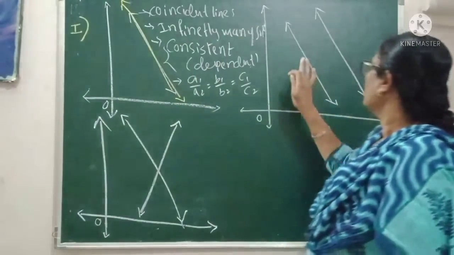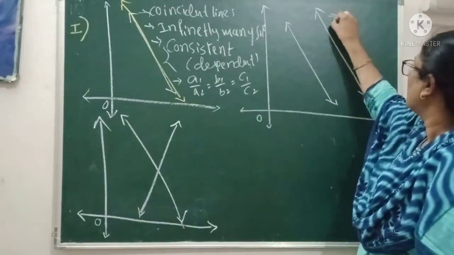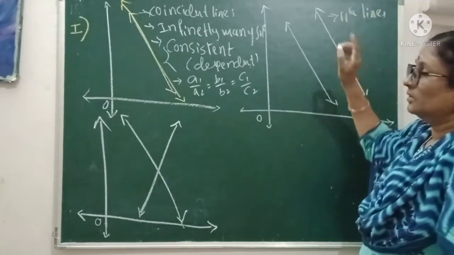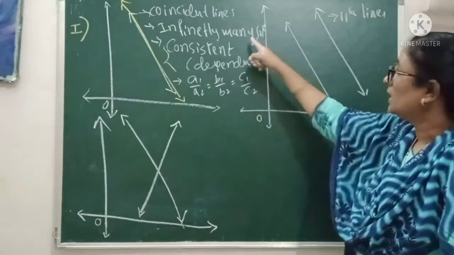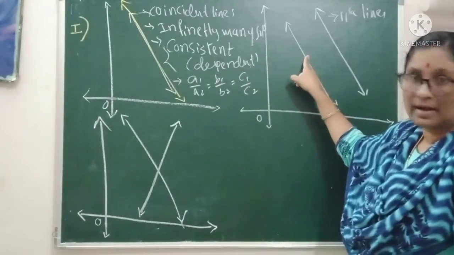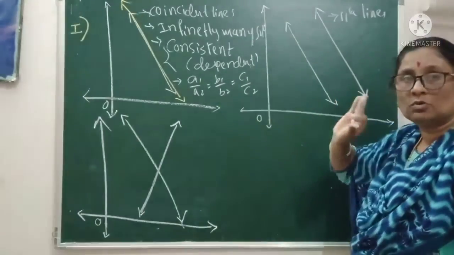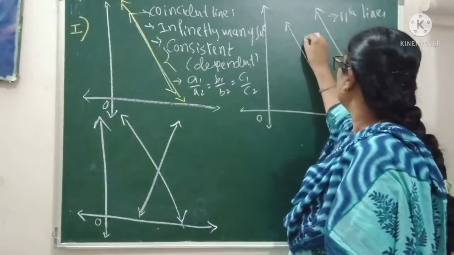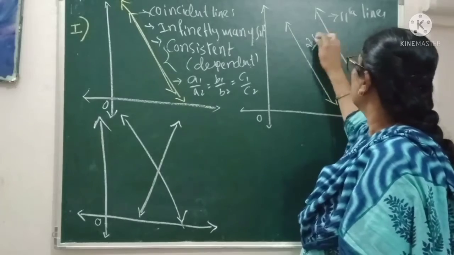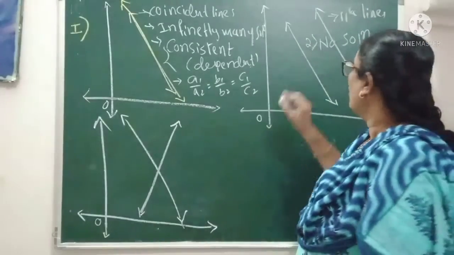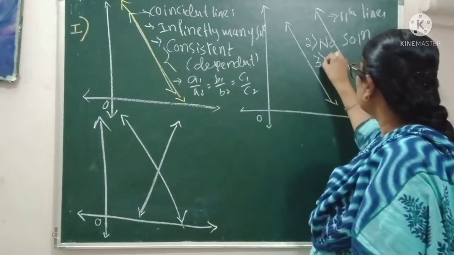Now I will move to the second one. As you know, these are parallel lines. Here there are no infinitely many solutions. Some students get confused between coincident lines and parallel lines. Here there is no solution only. Remember this one. In parallel lines, the equations have no solution. And it is very simple.